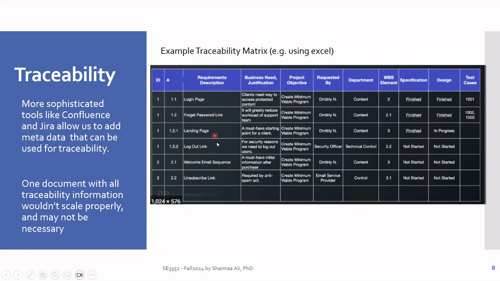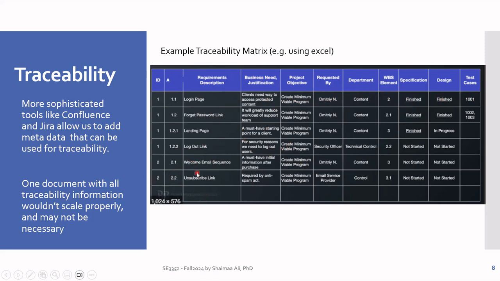Okay, so this is just a simple example of a traceability tool, which is a traceability matrix. You can list the requirements here, and you put the stages here as columns, and then every requirement is associated with which artifact in which stage. Okay, so this is just an example.